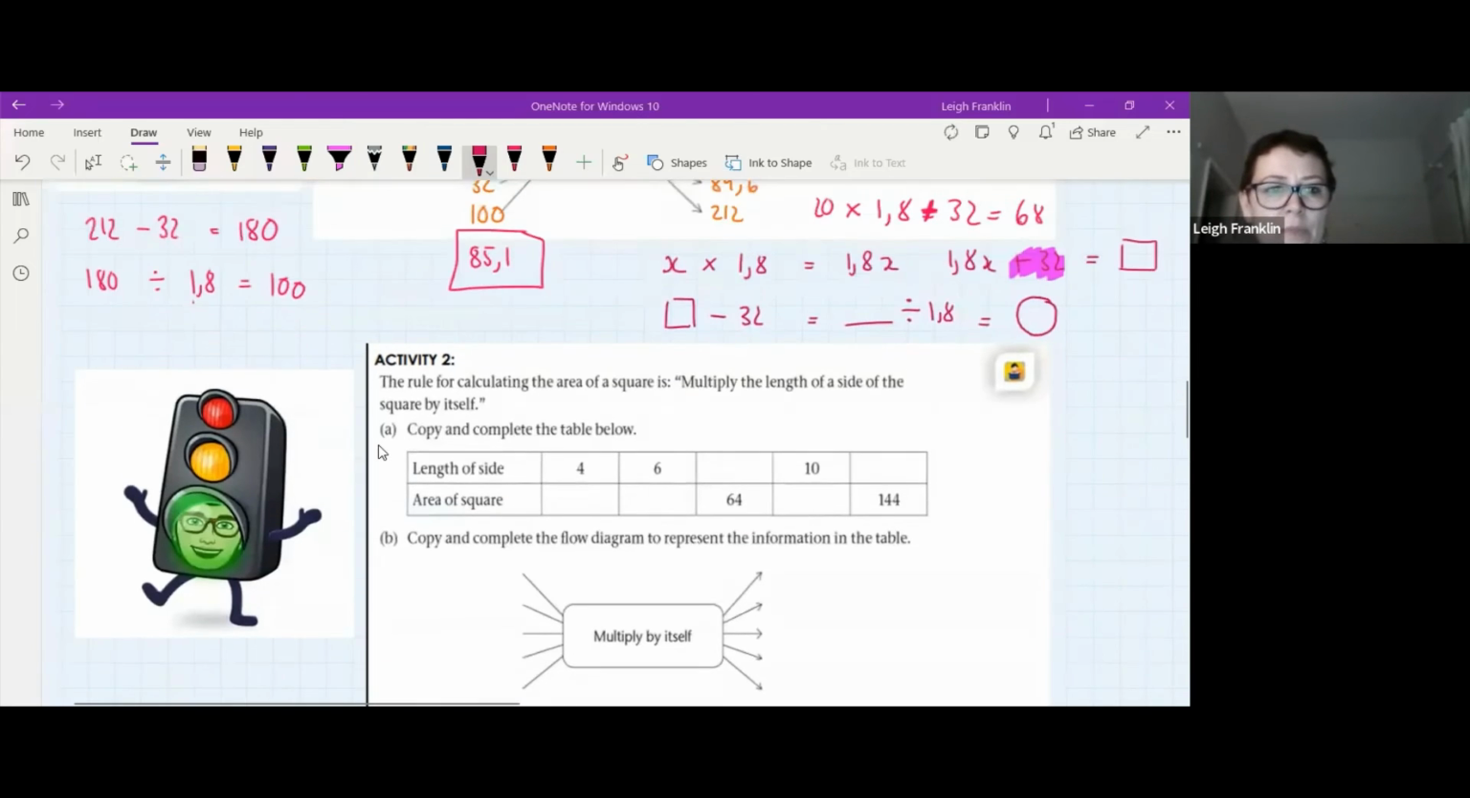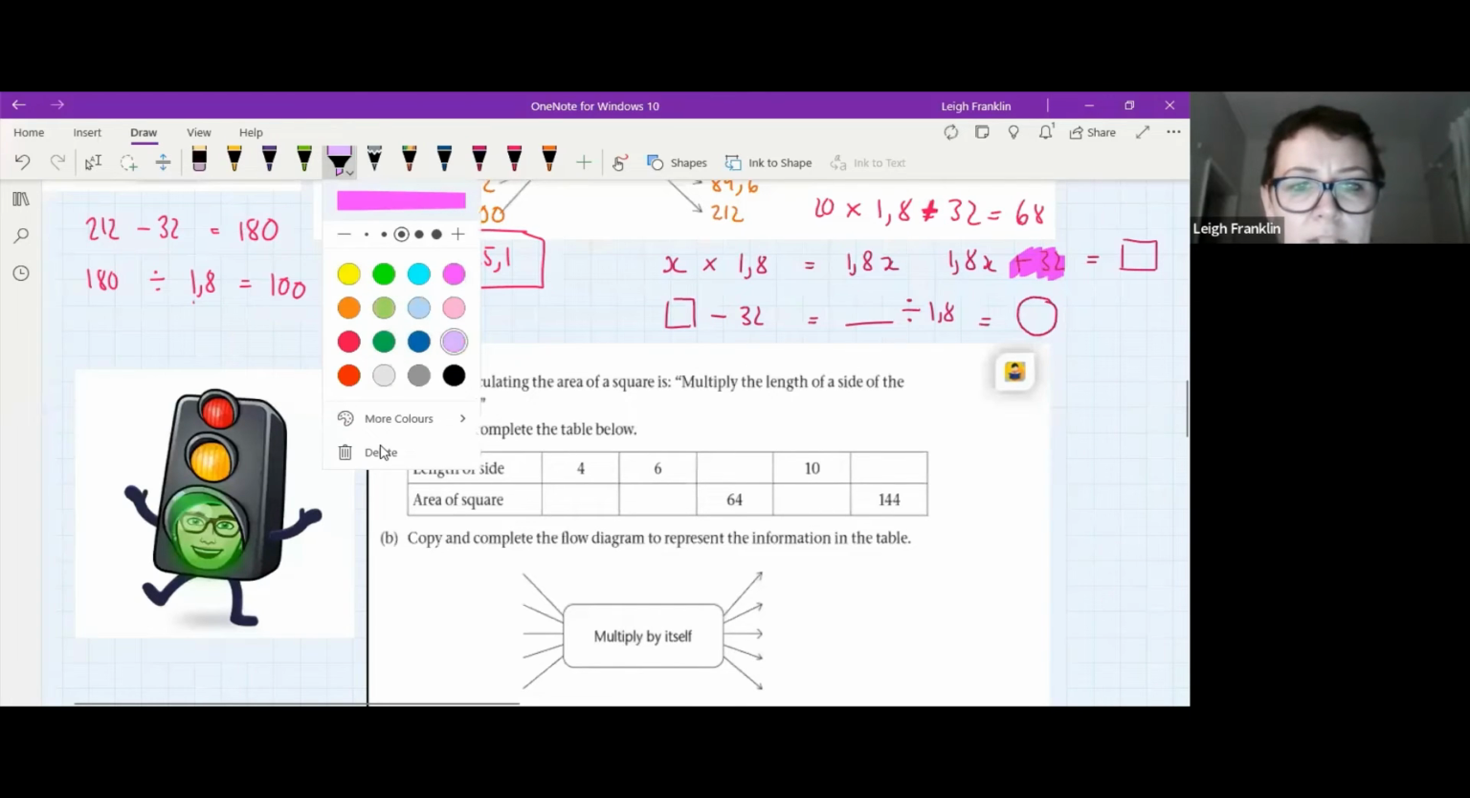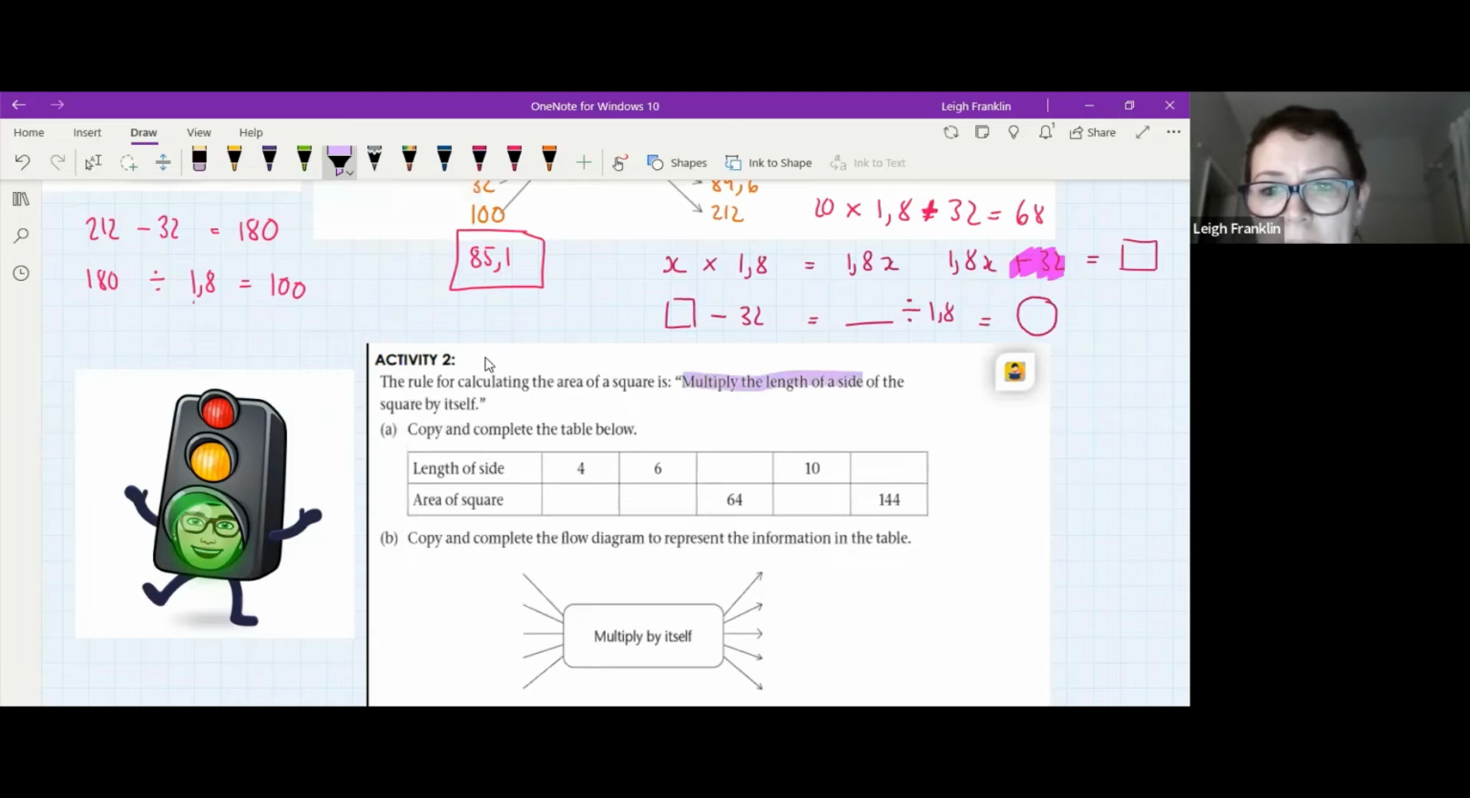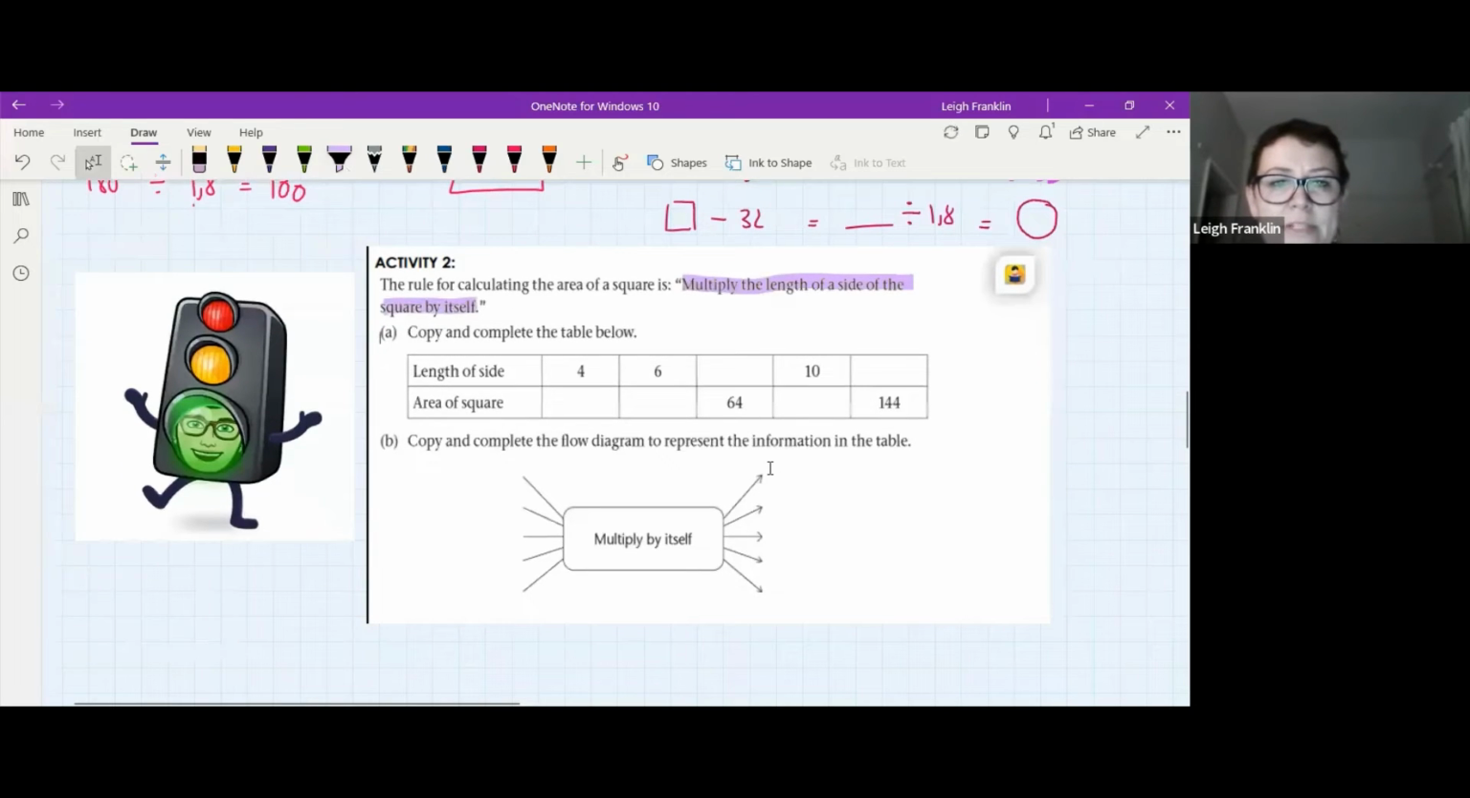Okay, now the rule for calculating the area of a square, and this is something that we've done before, we've spoken about squares, is multiply the length of the side of the square by itself. Again, there are some input and output numbers. You guys are going to fill in the missing spaces and do the flow diagram. And when you finish, you're going to put done in the chat. Okay, ready, steady, go.